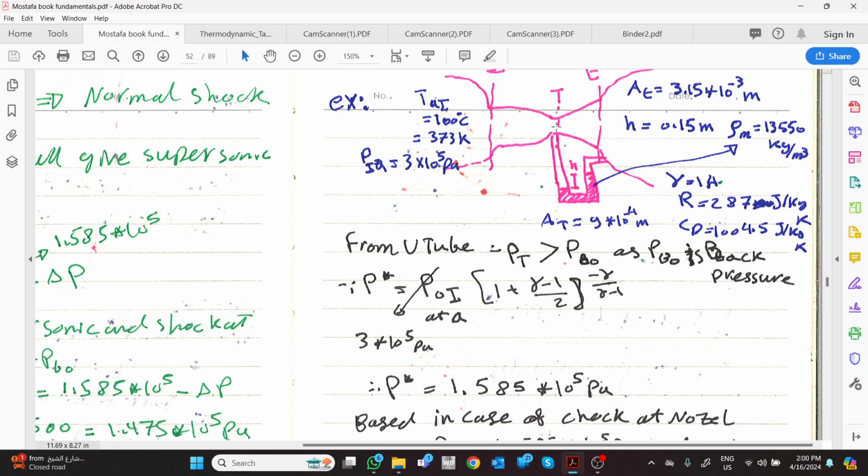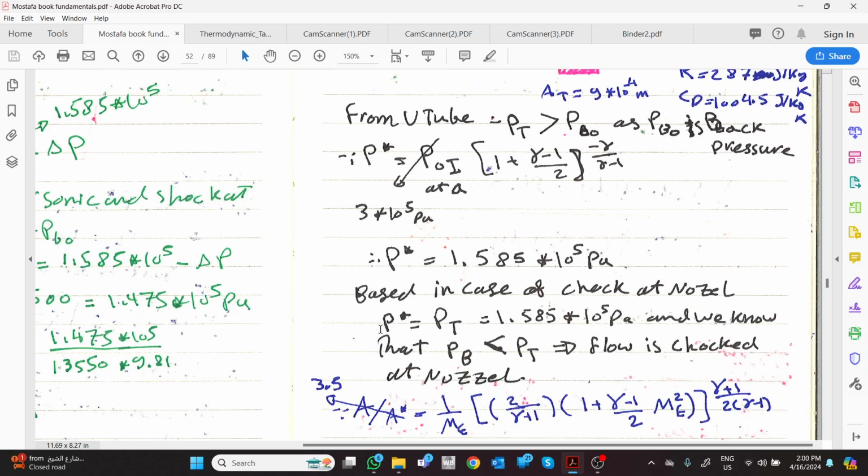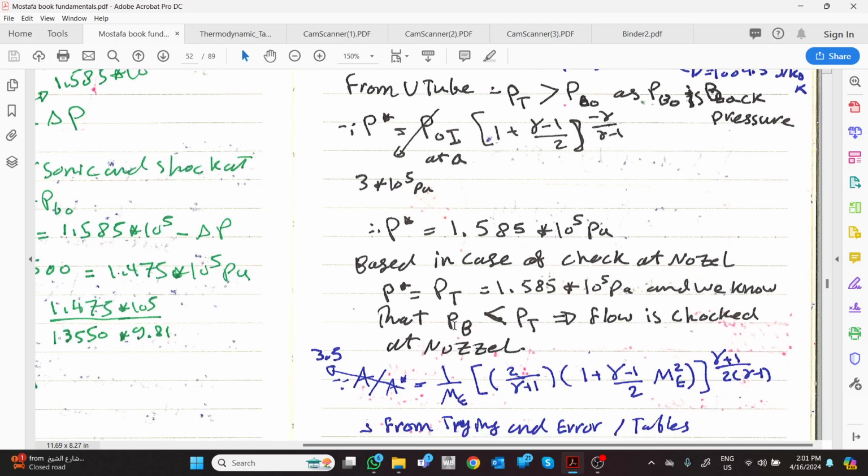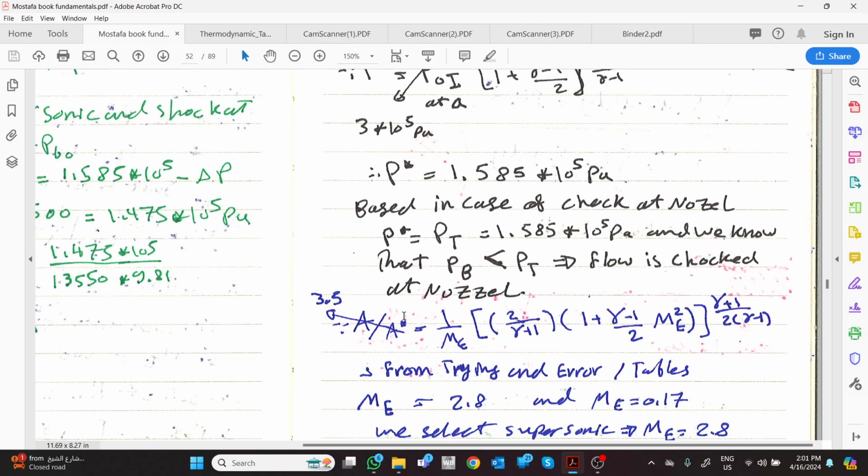But because this one is higher than this stagnation pressure or back pressure, 100%, there is a shock here, which means velocity equals sound speed. So P here is P star, and P stagnation we know, P star we know. So I know this one, I know this one minus this one, so I know this one. Okay, so P star, it's okay. So the case we know is based on the case of shock at the nozzle. This is P star, that is P back, the flow is shocked at the nozzle.